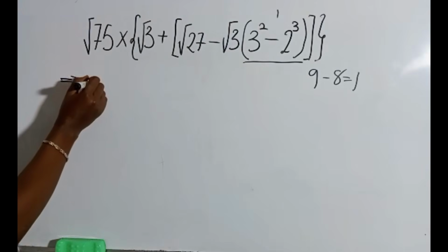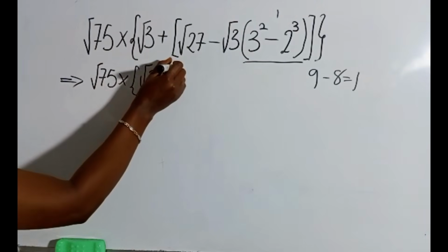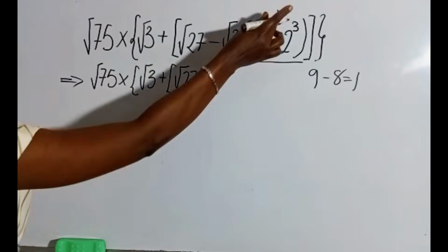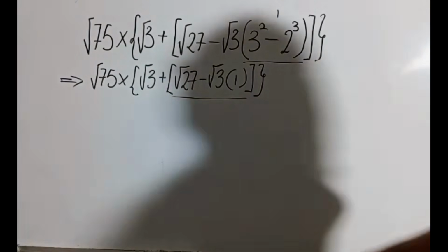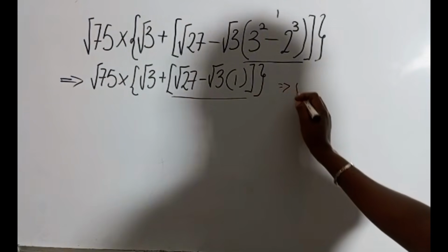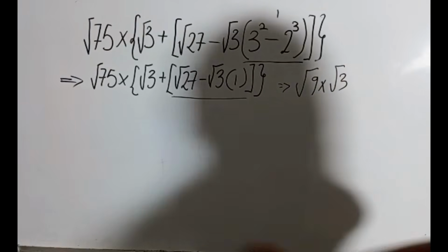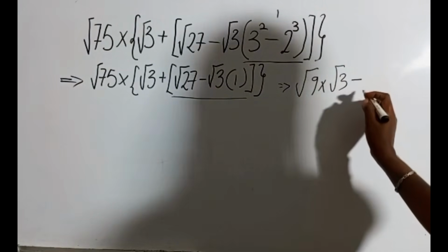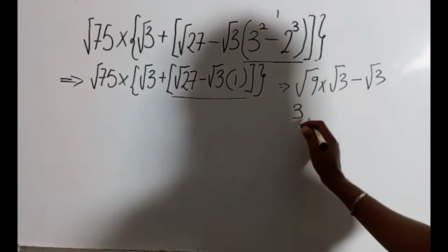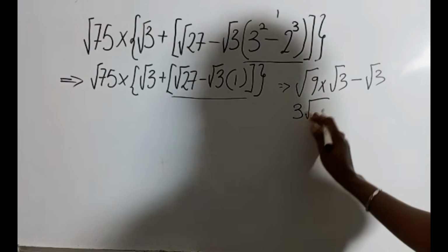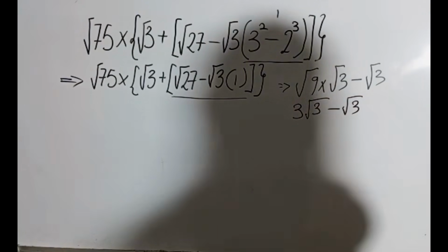Our expression becomes square root of 75 times the square bracket. Square root of 27 we can express as square root of 9 times square root of 3. Square root of 3 times 1 is equal to square root of 3. Square root of 9 is 3, and square root of 3. 3 root 3 minus root 3.